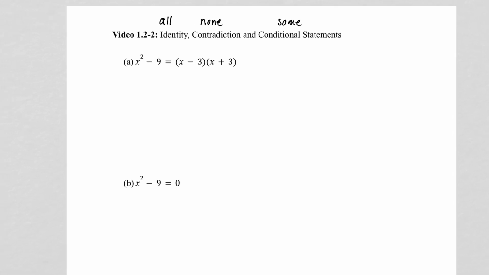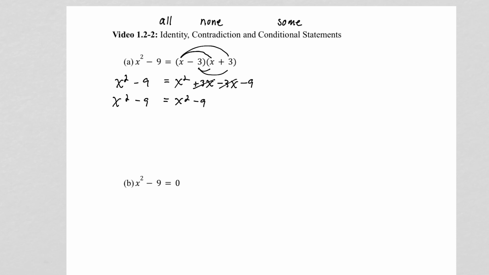So let's look at part A. We have x squared minus 9 equals x minus 3 times x plus 3. On the right side, I'm just going to multiply this out. So we have x squared plus 3x minus 3x minus 9. And on the left side, I'm just going to leave that alone for now. Now on the right side, I'm going to combine like terms. We have plus 3x and minus 3x. That gives us 0x, and we are left with x squared minus 9. And on the left side, we have x squared minus 9.